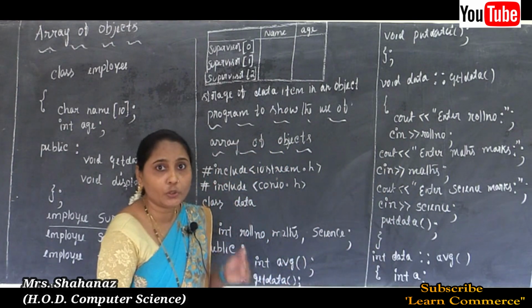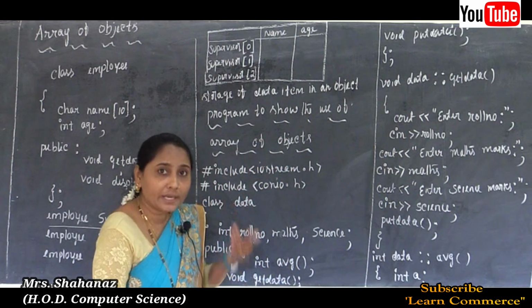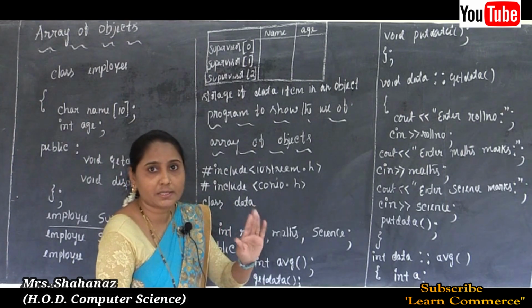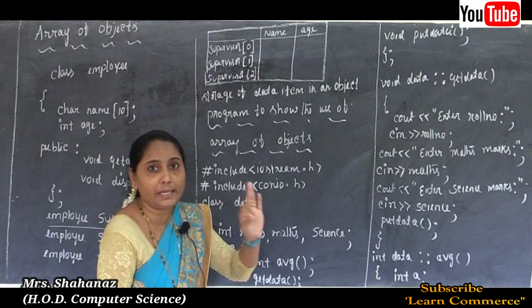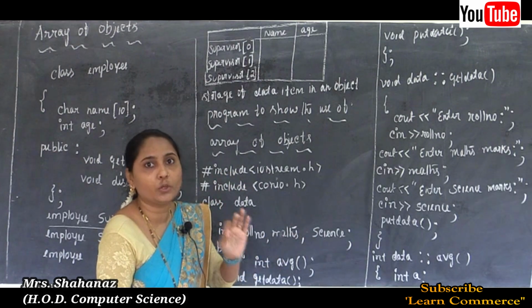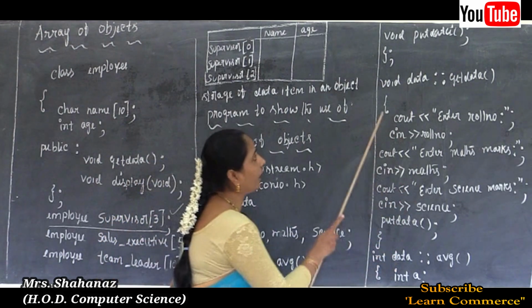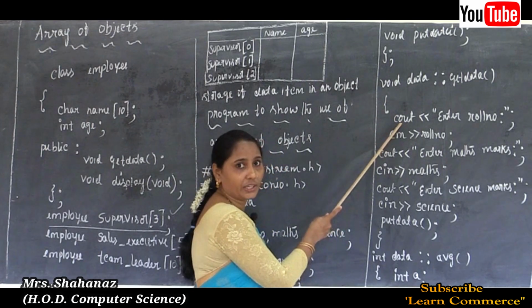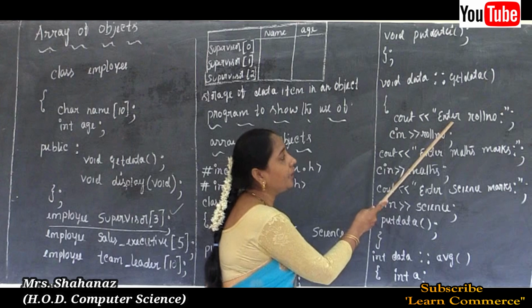That means I need to use the get data function, or instead of the get data function you can use any other name. It's not necessary to use just the get data. Any name you can give for the member function. Okay. So first of all, one message is going to display. The message is the cout, enter the roll number.